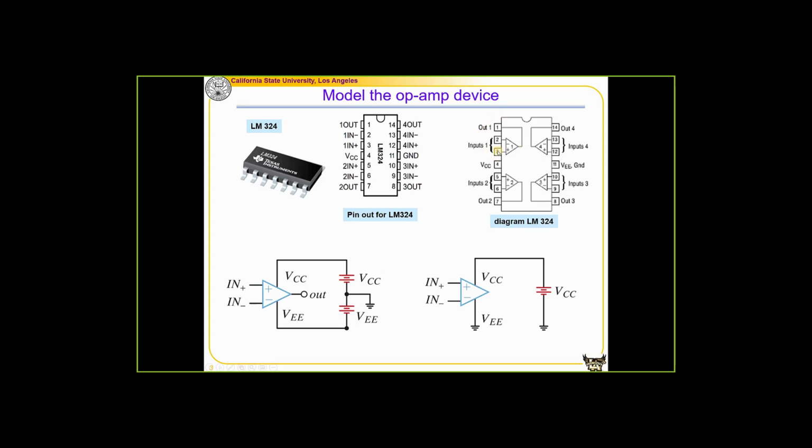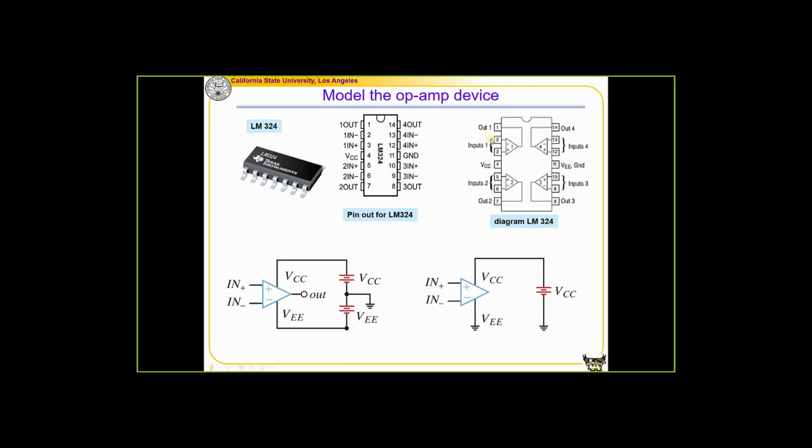The first group contains 3 pins. This is input and this is the output. These 4 different groups are identical. So we have 4 opamps in this circuit, and each opamp has 3 pins: 2 inputs and 1 output. There are 4 groups, and they share the power. This is VCC and this is VEE or ground.